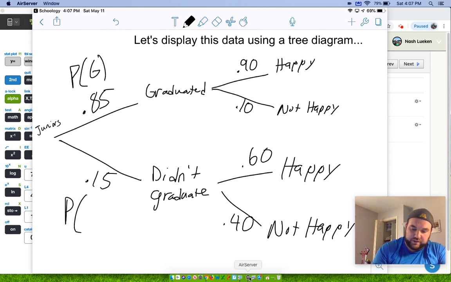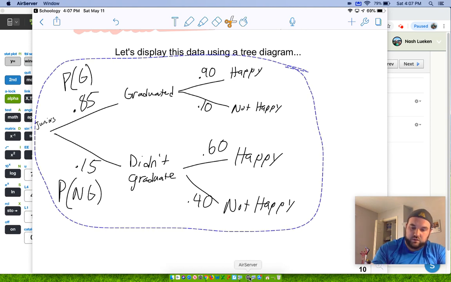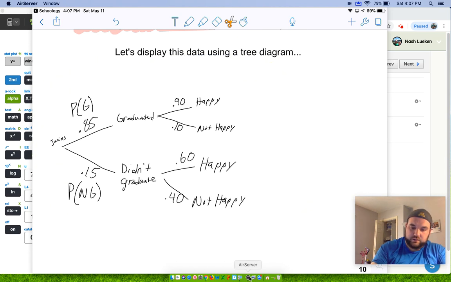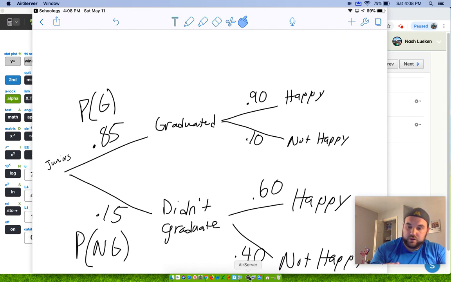What's the probability that they did not graduate? So a non-graduate is 15%. And this is why we use these tree diagrams, because this diagram actually gives me the conditional probabilities.